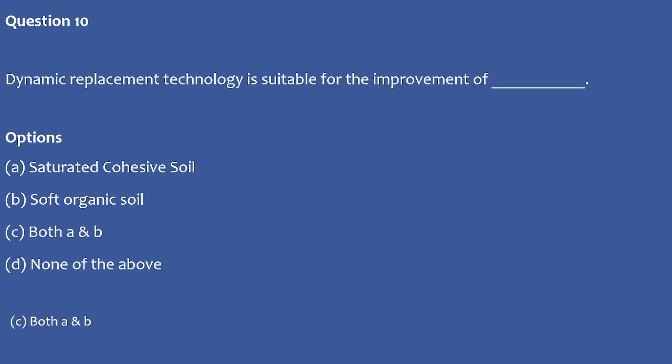So yeah, the answer is C. For this method, we have saturated cohesive soil as well as soft organic soil. Since we are replacing the soil at the time of confining, while doing the ground improvement, we put in better replacement soil, so it will increase the bearing capacity of the ground as well as reduce the settlement. So we can treat both soils, saturated cohesive soil as well as soft organic soil. So we'll go for the dynamic replacement technology for both types of soil.